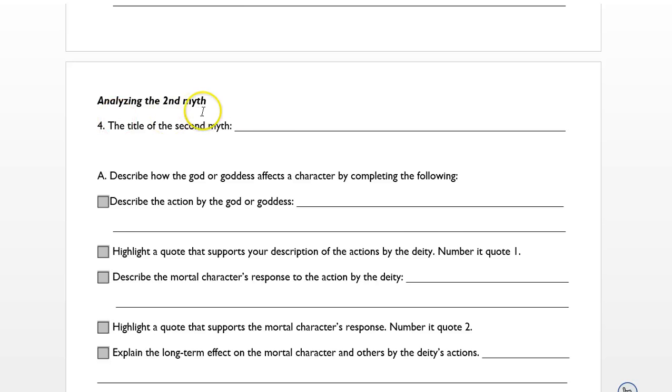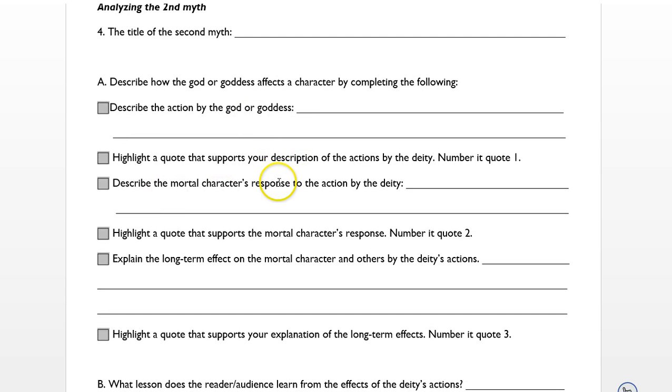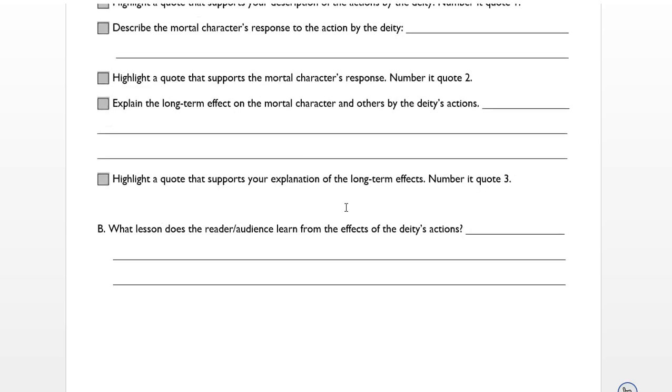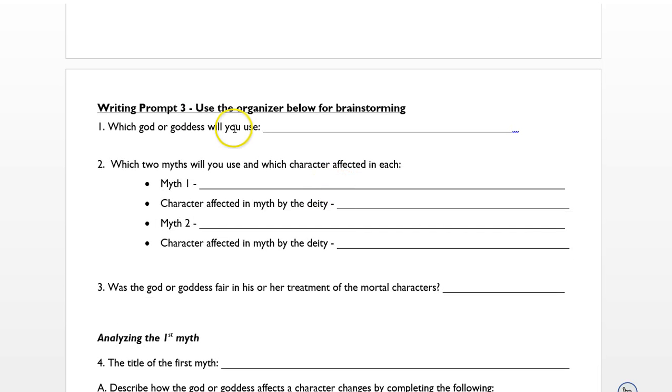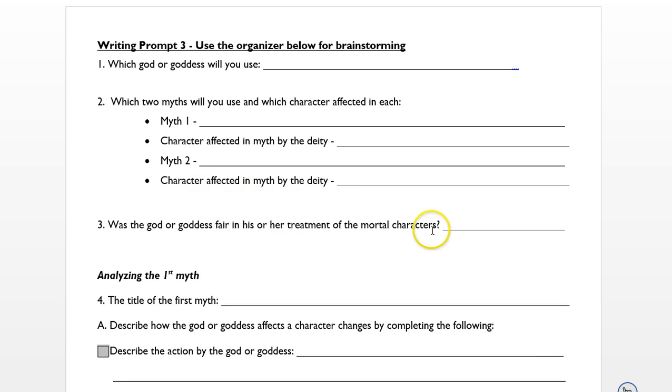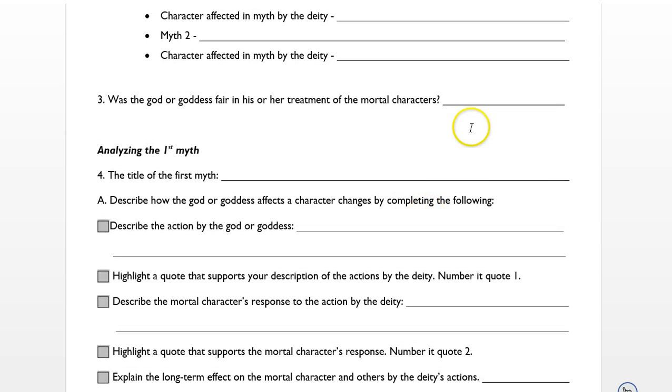And then again, for the second myth, you're going to go through the same thing. Both of these are very similar to what we've done in terms of journal entries. So the organization should start, hopefully, to feel a little familiar to you. And then with writing prompt 3, it's very similar. Again, which god or goddess, which character is affected, but then you have to think about whether or not the treatment was fair, right? And then that will be the big piece in the end, is analyzing that.